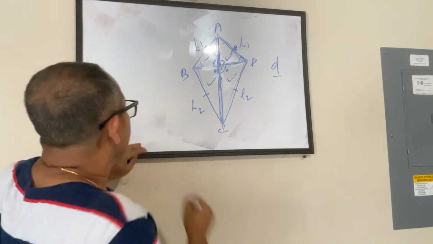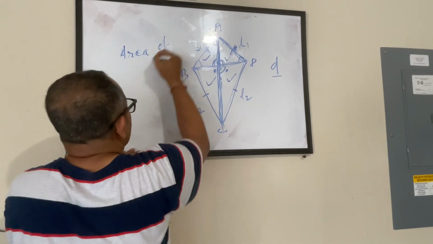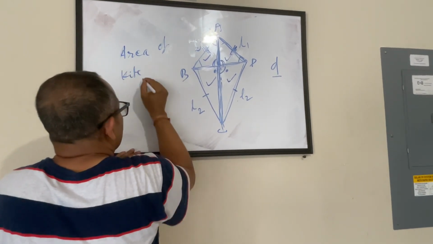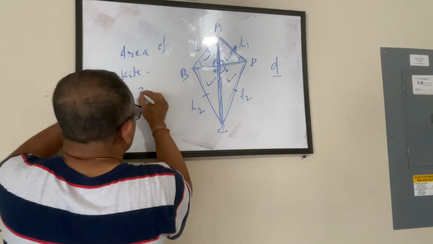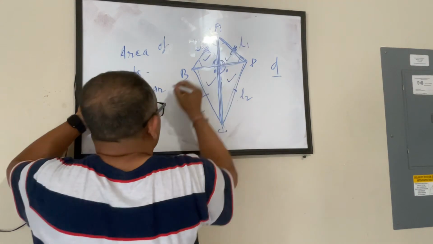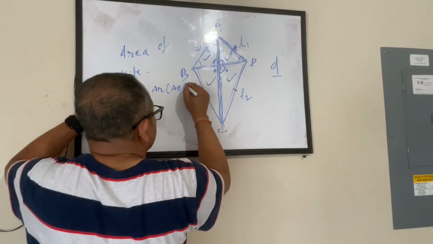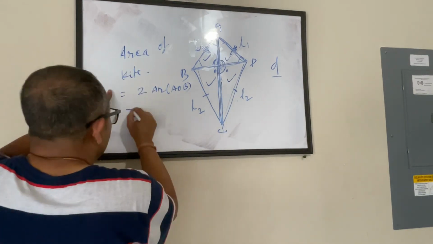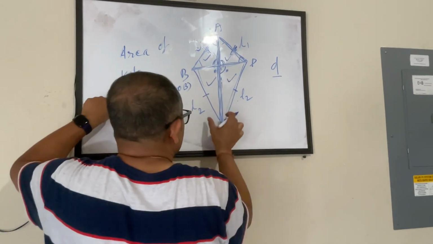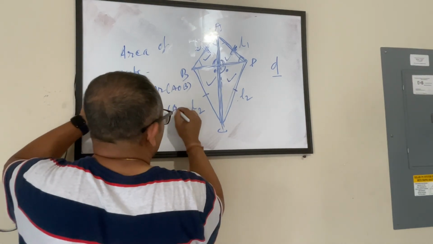So now the area of the kite will be equal to 2 times the area of this triangle AOB, and 2 times the area of this triangle BOC.